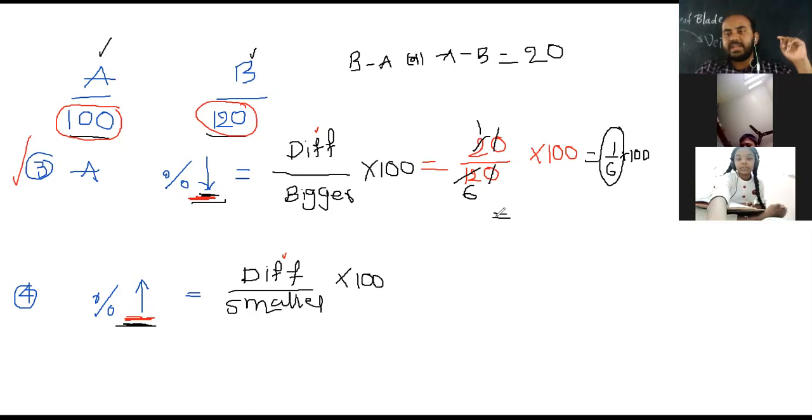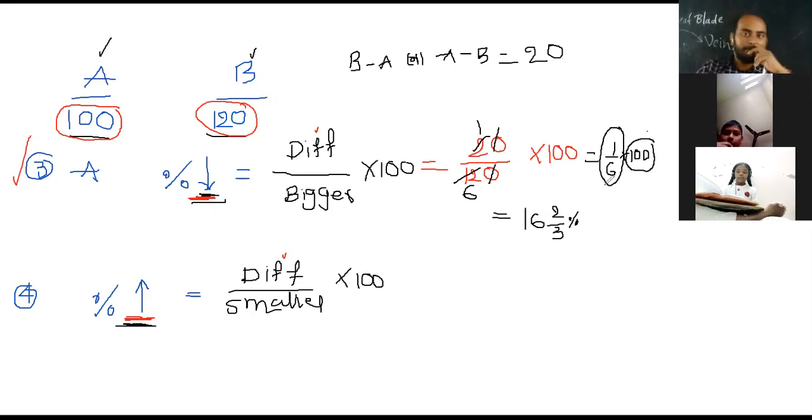Tell me the important percentage value: 1 by 6. 1 by 6 is 16 2 by 3. That is not 6. 16 2 by 3 into 100 is there. Instead of this, write the percentage symbol. That's the answer. No need to do this cancellation or this calculation. Yes or no? 1 by 6 means 16 2 by 3 percentage.